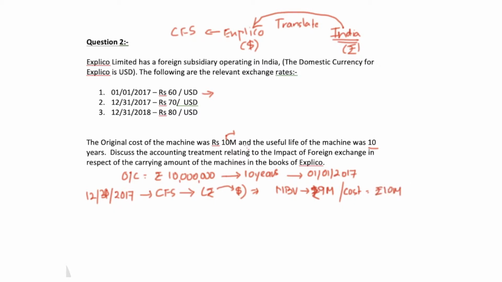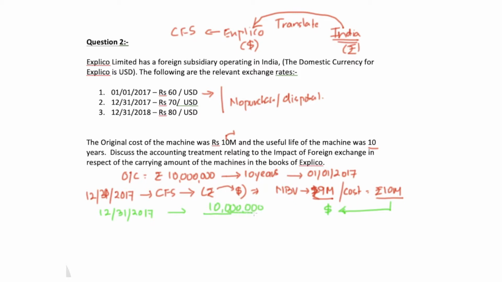I'm assuming there is no purchase or disposal during these periods. The assets remain the same. Hence, the net book value is 9 million rupee, and the total cost will remain the same at 10 million rupee. Now we need to translate 10 million rupees into dollar terms. What is the cost of the asset as of December 31st, 2017? The cost of the asset would be 10 million rupees.